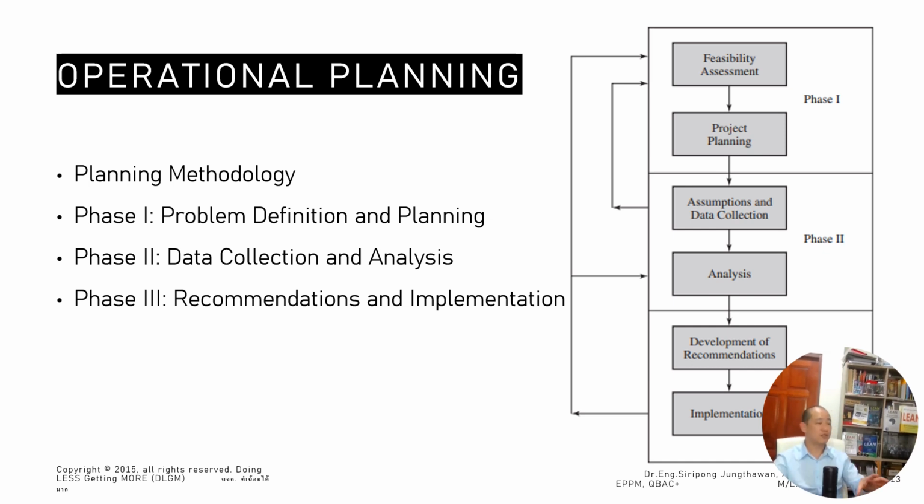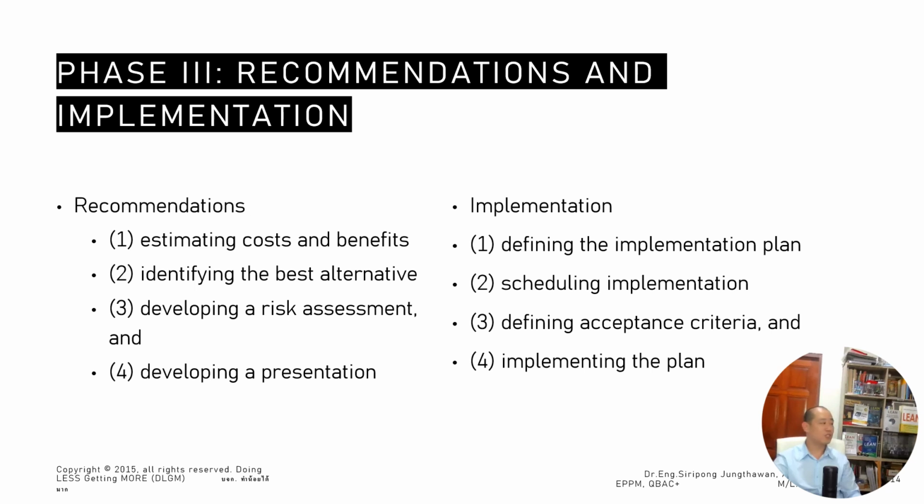You can see in the picture that it starts with feasibility, project planning, and assumption and data collection and analysis. Now we go to the third phase, the development of recommendation and implementation. In recommendation, you have to know four things: estimation, cost, and benefit. You have to know the benefit and the cost, and identify the best alternative for your organization and also your supply chain.